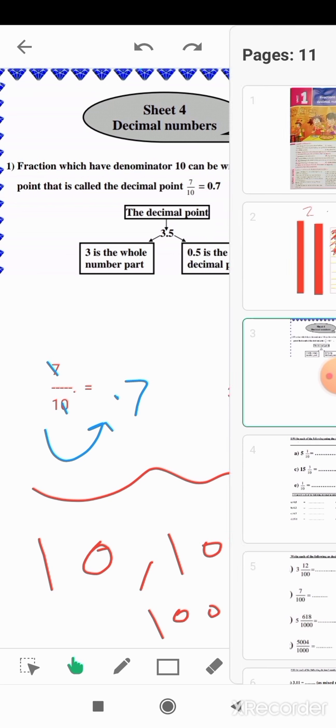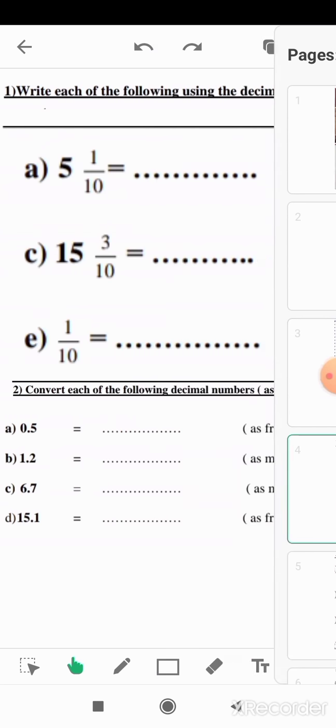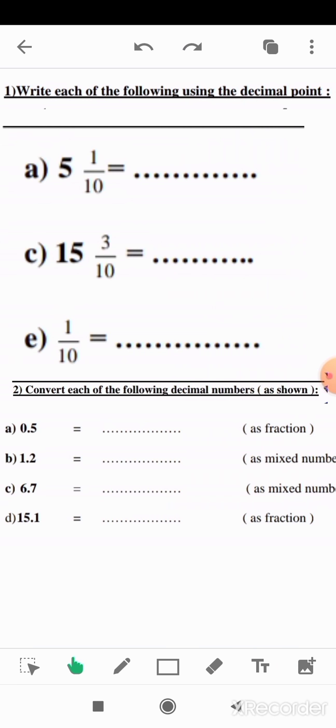Let's see how to solve examples about this lesson. Write each of the following using the decimal point. I have 5 and 1 over 10, and I want to write this number as a decimal number. So 1 will take 0 and go down, and 1 will be transferred as a point, and 5 will stay as it is.